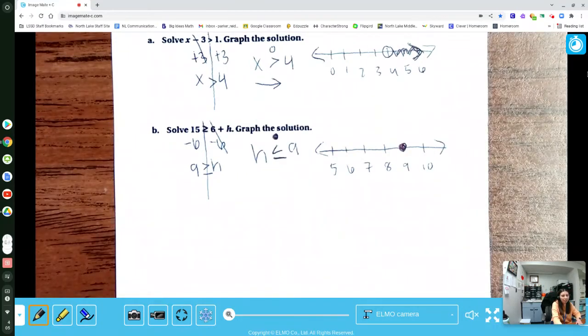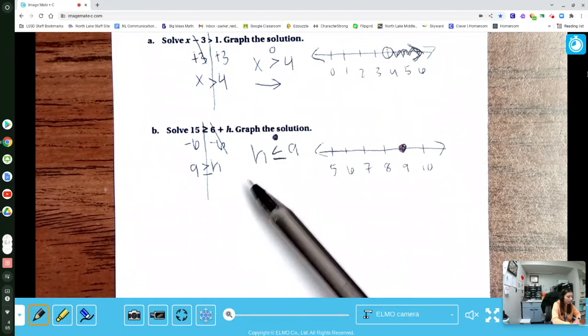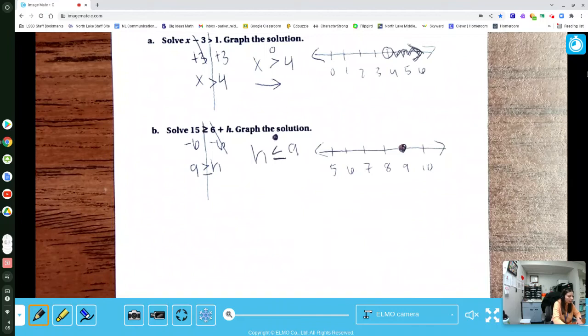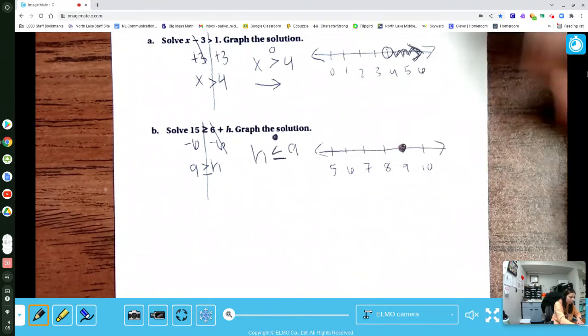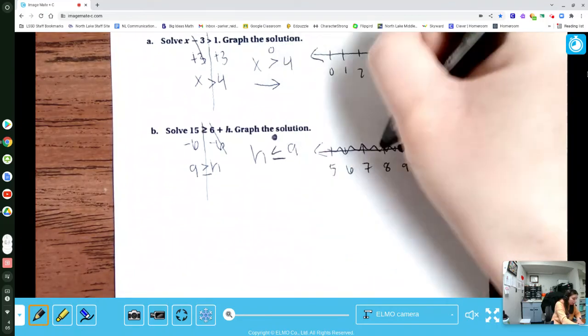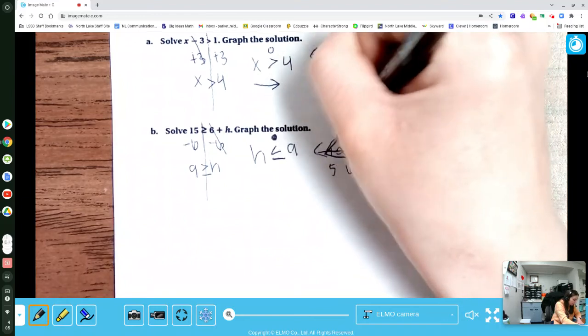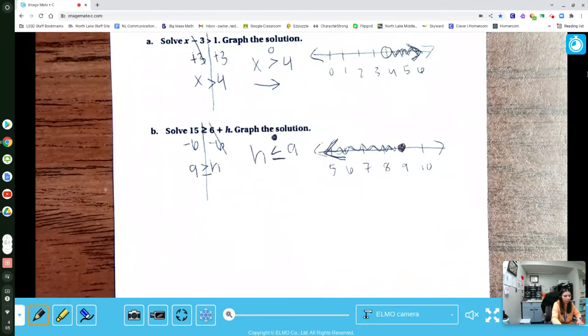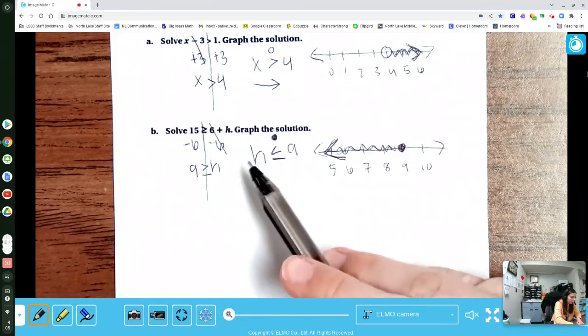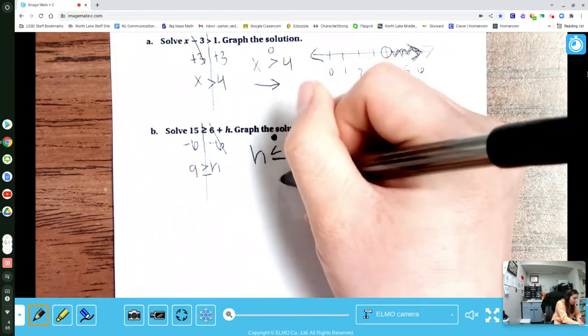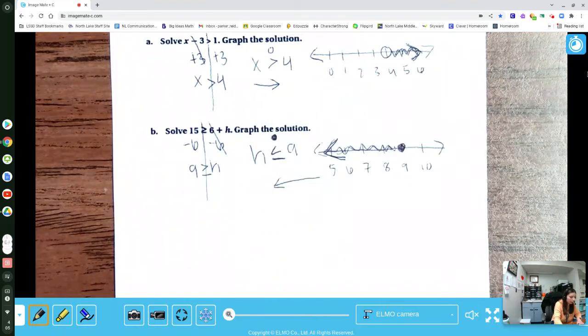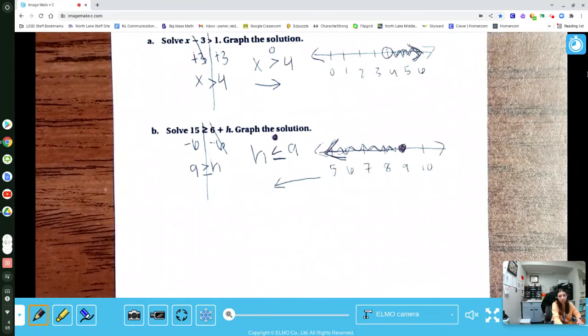Now we need to decide which way to shade, which way to draw my arrow. So I need all of the numbers that are less than 9 because h needs to be less than or equal to 9. The numbers that are less than 9 are to the left. So I'm going to shade and draw my arrow to the left. This will show all of my possible solutions, anything that is 9 or less. And again, since we did flip our inequality around so that the variable is first, we could turn this symbol into an arrow and it would point in the same direction as our graph.